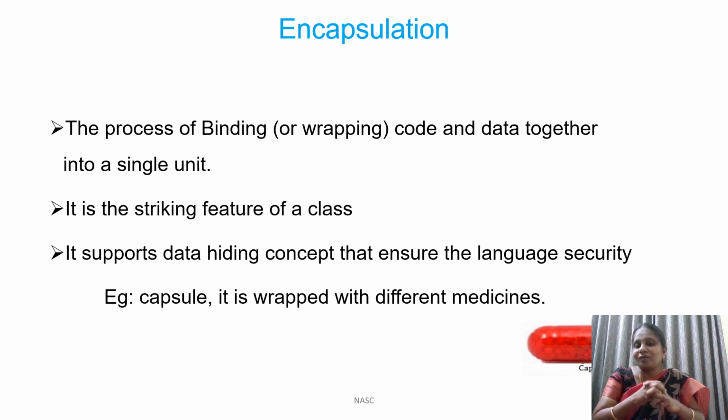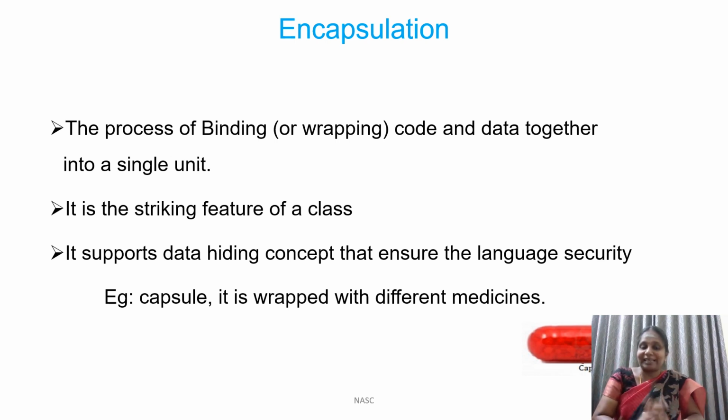The purpose of this wrapping process is to prevent direct access to the data. We will have only indirect access, because the code associated with that data alone has the privilege to access the data. No other code or other part of the program has the rights to access the data. That's why we are wrapping the code and the data together. It means only the wrapped code can have the access rights to the particular data.